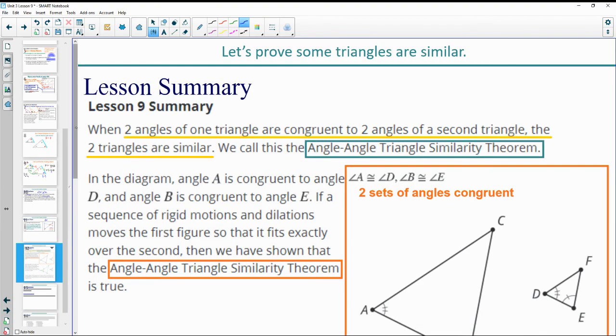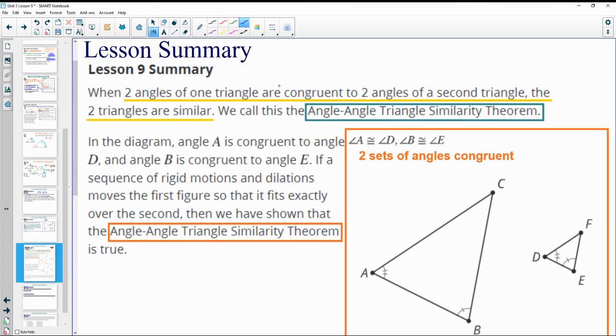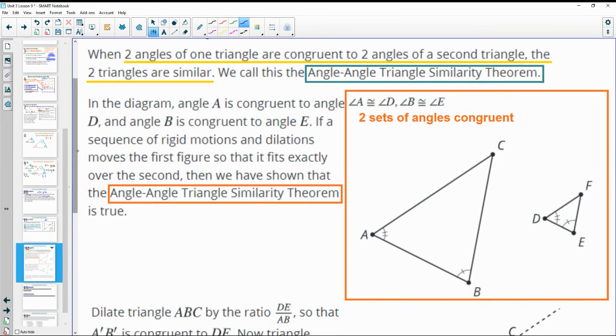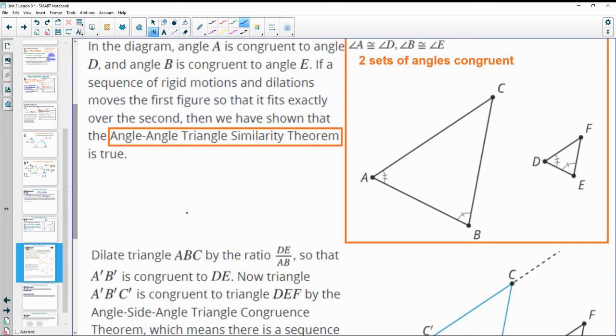And then the lesson summary. If two angles of one triangle are congruent to two angles of a second, then those triangles are similar by the angle similarity theorem. If you take a look at this diagram, it shows two triangles being similar by angle, because we can see the two sets of angles. B is congruent to E, A is congruent to D. Then they go through a proof of that again.